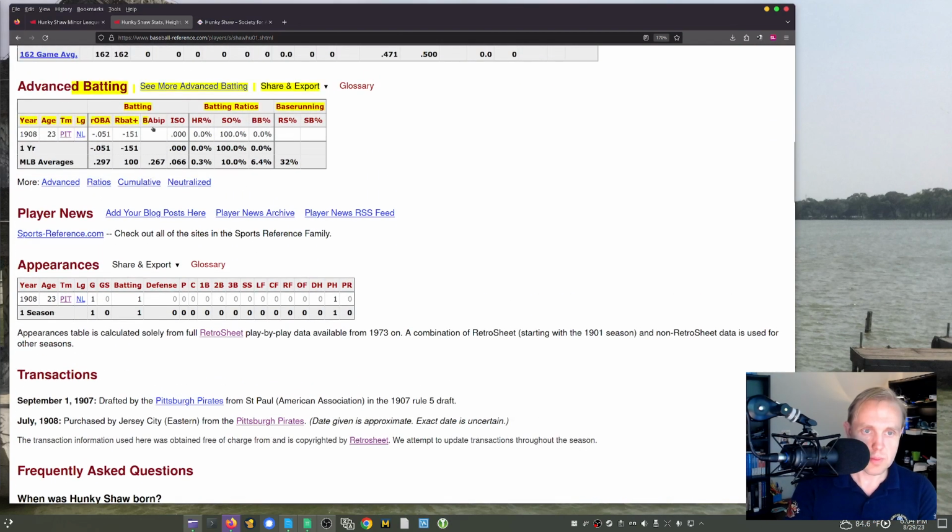Here we go under advanced batting, where we can learn about his ROBA and his RBAT plus, which is very much a minus. I don't know how this isn't like minus 200 or minus infinity, because he didn't do anything well. But the fun part is his batting ratio, which is a strikeout percentage of 1,000. And that's what we love to see.